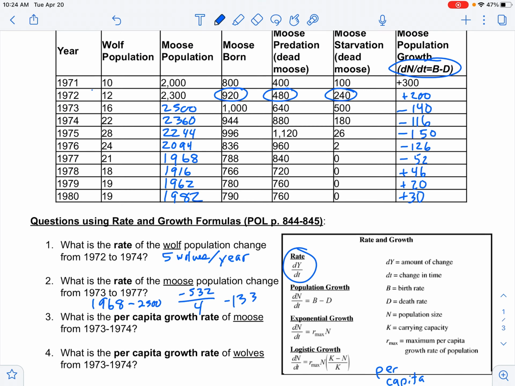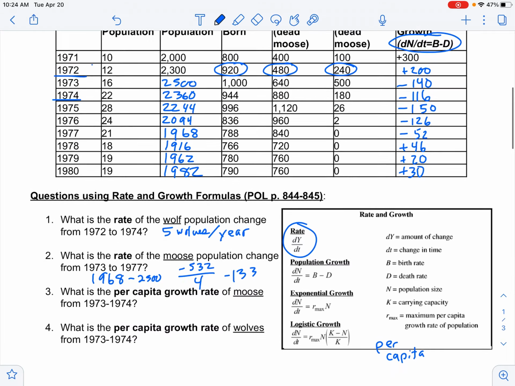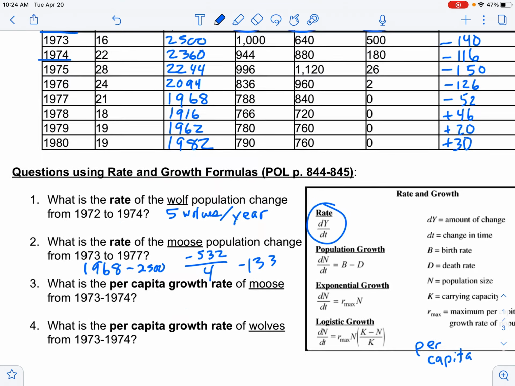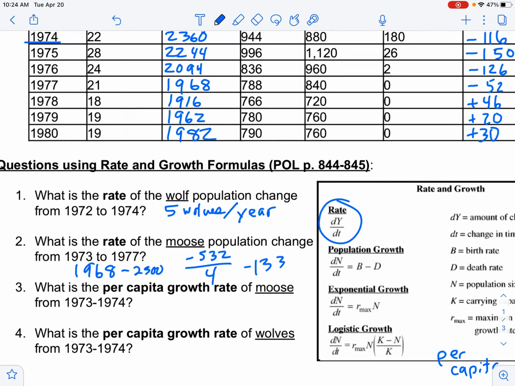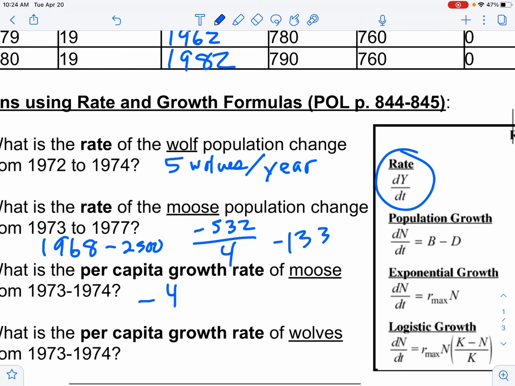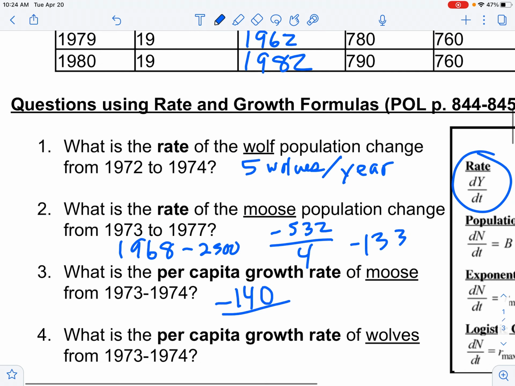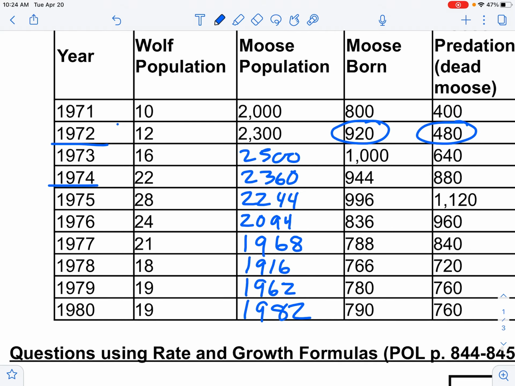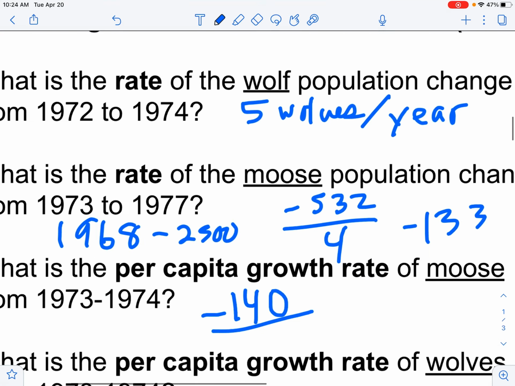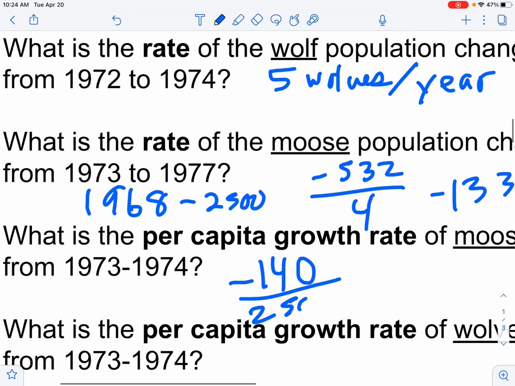Okay, growth rate of moose from 73 to 74 is they went from 2,500 to 2,360. So the population went down, negative 140. So negative 140 is the growth rate, but the per capita growth rate is taking that growth rate and dividing by the population. Well, which population? I'm going to divide by the starting population, 2,500. So negative 140 over 2,500, my calculator.